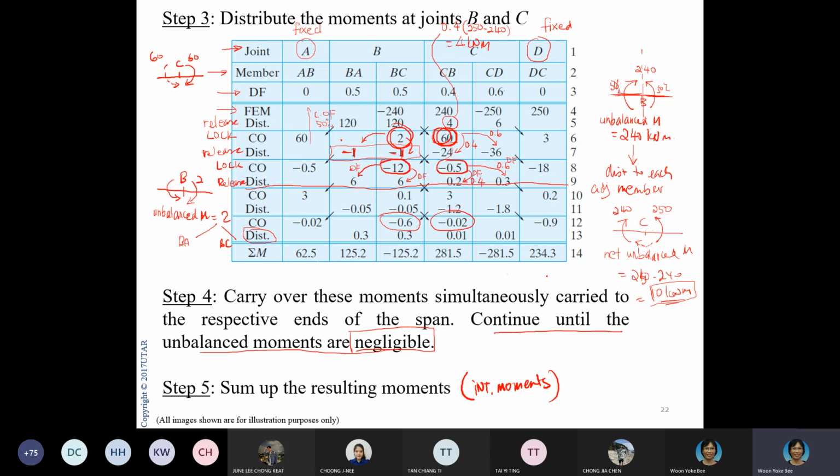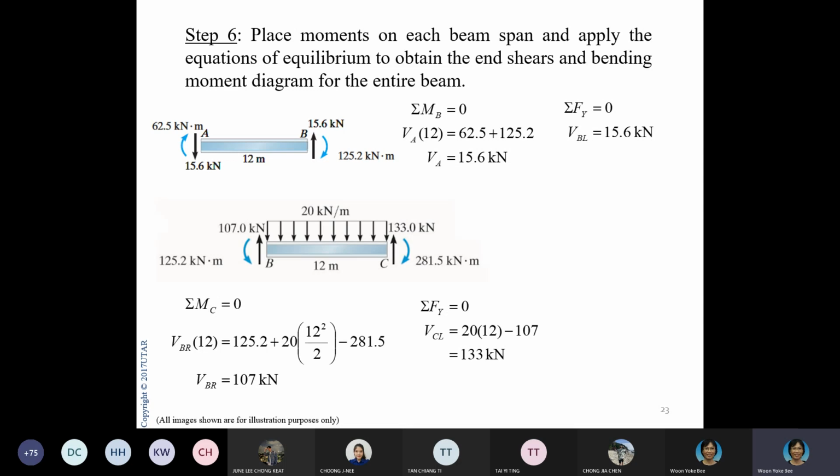These moments that you get are not the so-called external moments. These are the internal moments. External moments are normally those moments that you apply onto the structure. Internal moments are what happens when you apply loads onto the structure, and how the structure actually reacts to these load applications. Okay, so these are your internal moments.